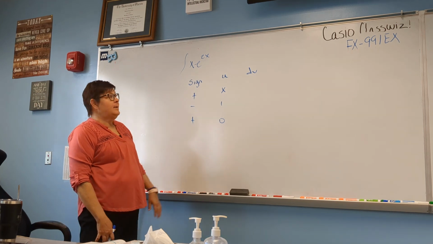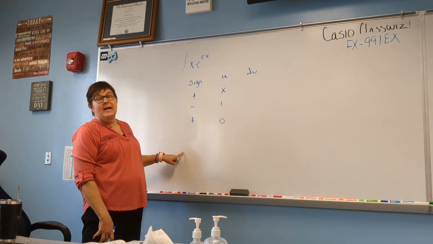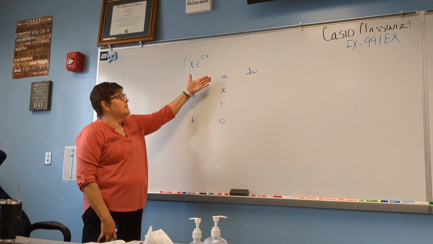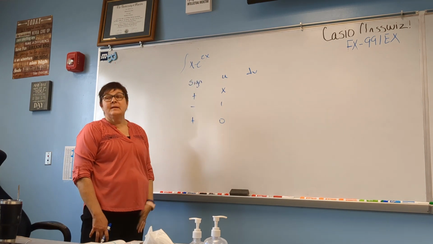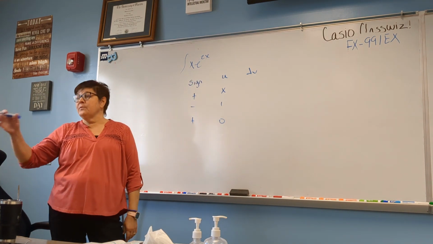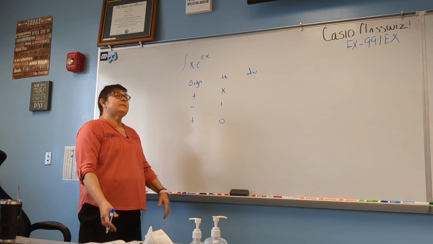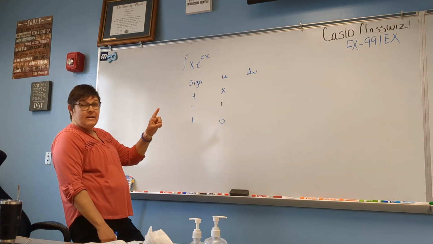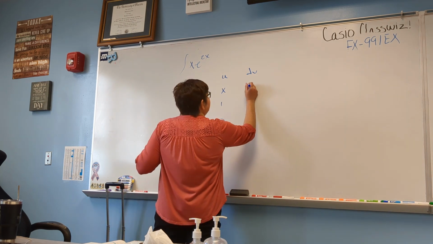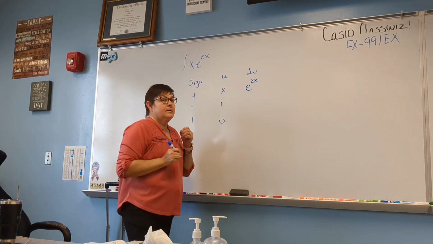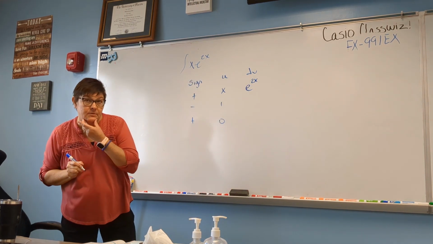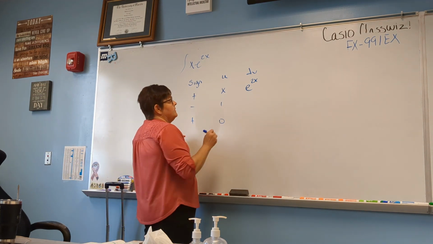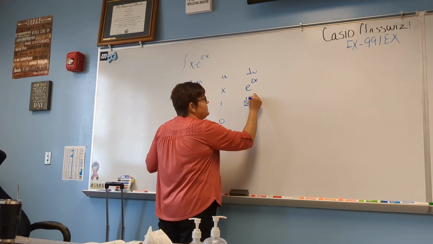So step 1, sign, S-I-G-N, plus minus, your u, and derive it till it hits 0. Again, ln of x will never work for this. Okay, so what's the other thing that I need to label? dv, which is e to the 2x, right? What is the integral of e to the 2x? So it's 1/2 e to the 2x.